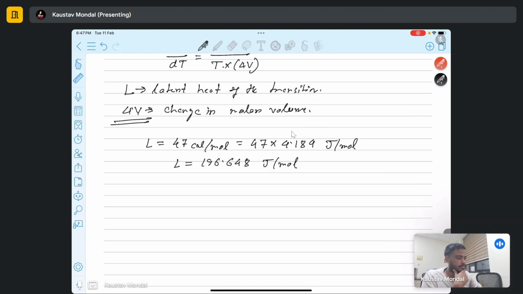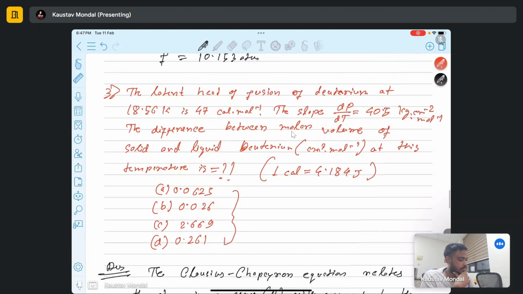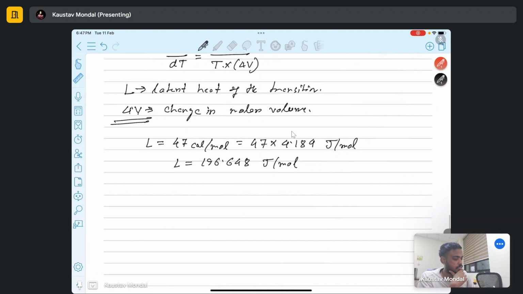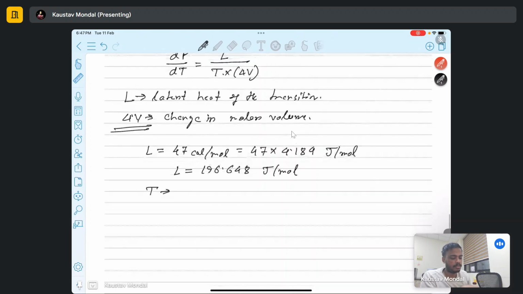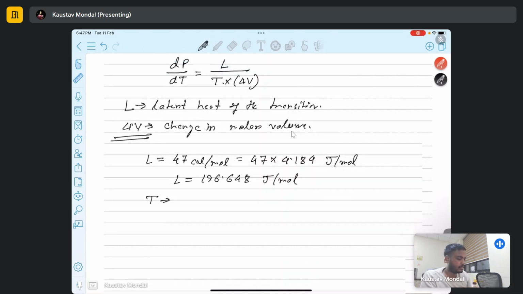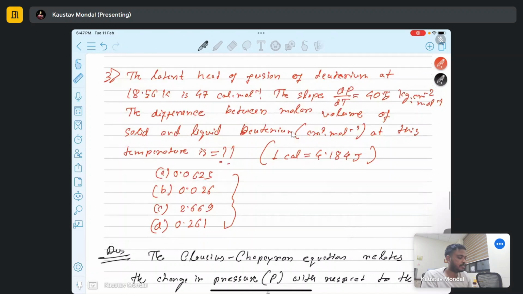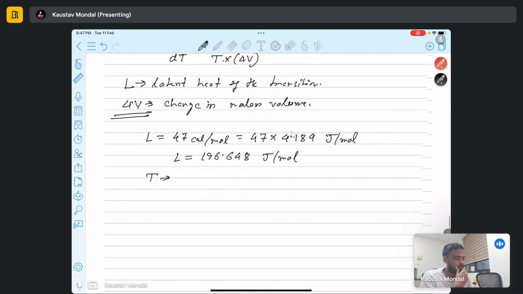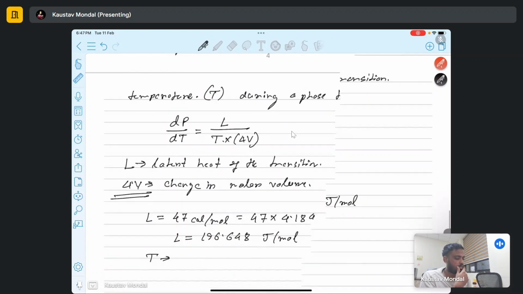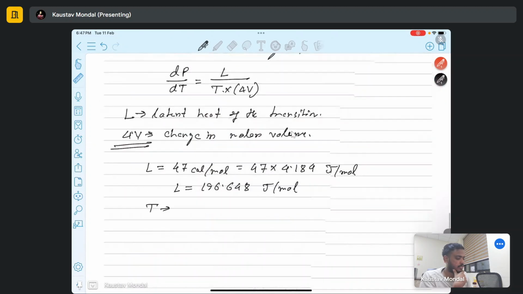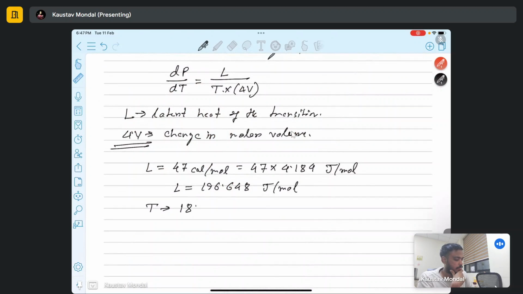Now comes the temperature. Temperature is already mentioned at a particular temperature, that is here 18.56 Kelvin. Deuterium is converting from the liquid state to the solid state, right? As the fusion is happening, the temperature is quite low here. So T is 18.56 Kelvin. This is the T.